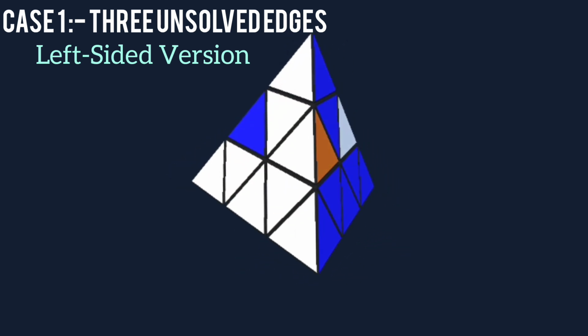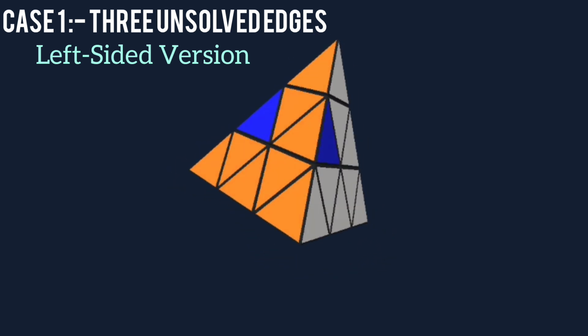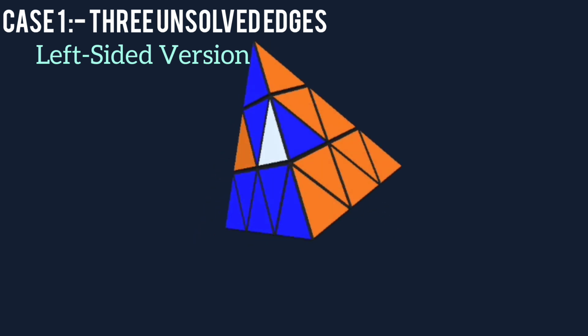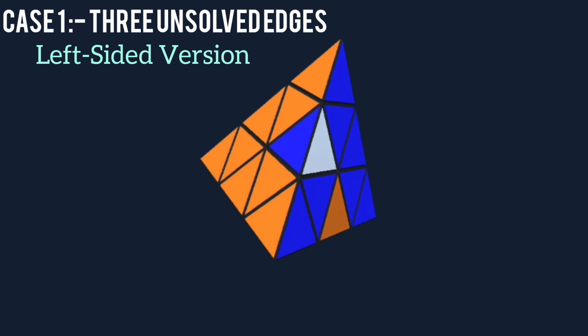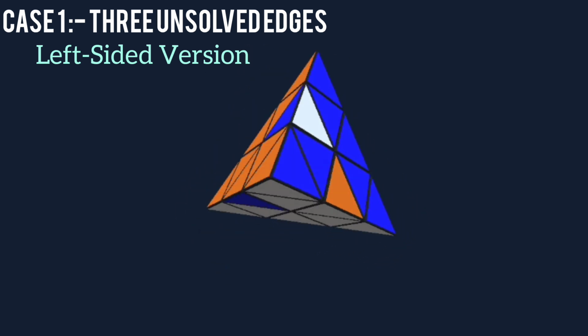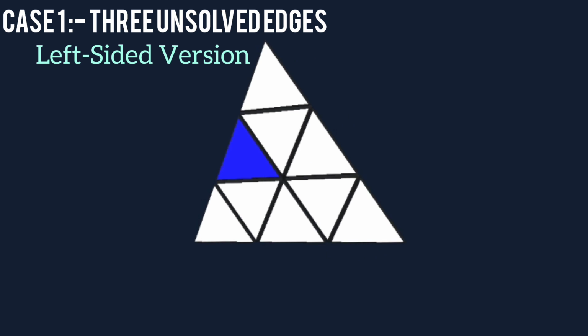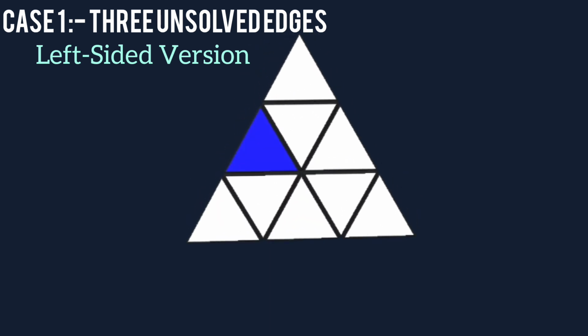For the other two edges, orange and white is solved, and for this, blue and orange is solved. So the edge which cannot be solved at all, you have to keep it at the back, behind this cube, like this. So this is the left sided version, in which the unsolved edge is on the left side.